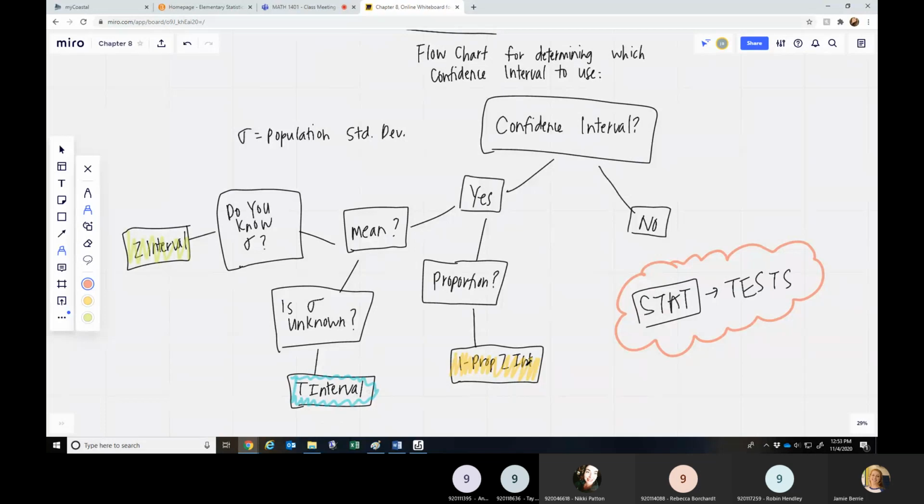T interval. We spent a lot of time in section 8.2 learning about the student's T distribution. We spent 2 whole days talking about the student's T distribution and how it's different from the normal distribution. Remember, the student's T distribution is completely determined by its degrees of freedom, and we know that the degrees of freedom is the sample size minus 1. Whereas the normal distribution is completely defined by its mean and standard deviation.